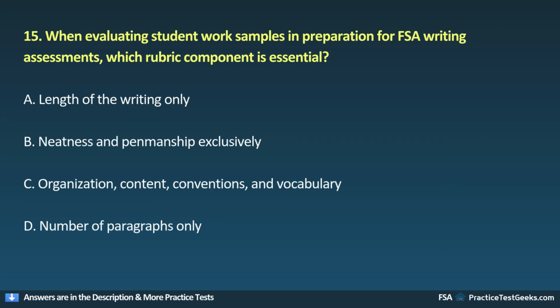15. When evaluating student work samples in preparation for FSA writing assessments, which rubric component is essential? A. Length of the writing only. B. Neatness and penmanship exclusively. C. Organization, content, conventions, and vocabulary. D. Number of paragraphs only.